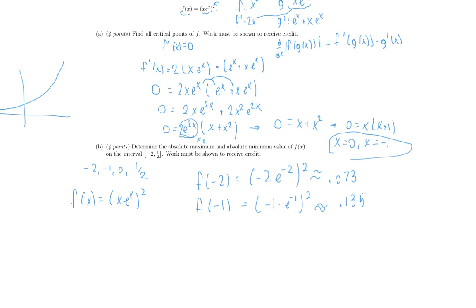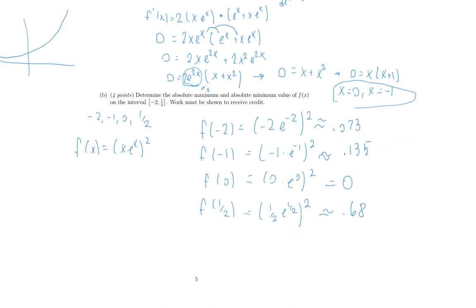0.135. I'll try f of 0, which is going to be 0 times e to the 0 squared. Well, 0 times anything is 0, so that's going to be 0. I don't have an estimate here because I know that's an exact value. Then we do f of 1/2. We have 1/2 e to the 1/2 squared. And again, plugging all this into my calculator, what you should get is 0.68.